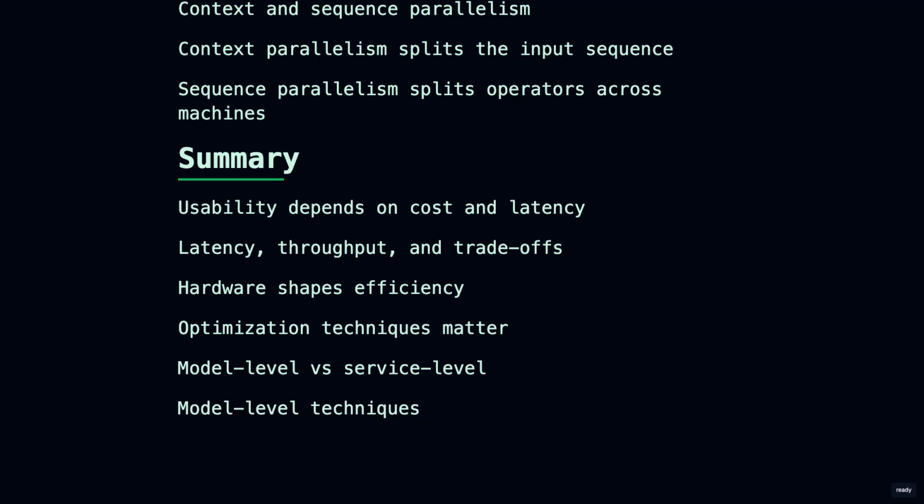At the model level, some techniques are general, like quantization and distillation. Others target specific bottlenecks, especially attention in transformers and autoregressive decoding in language models.